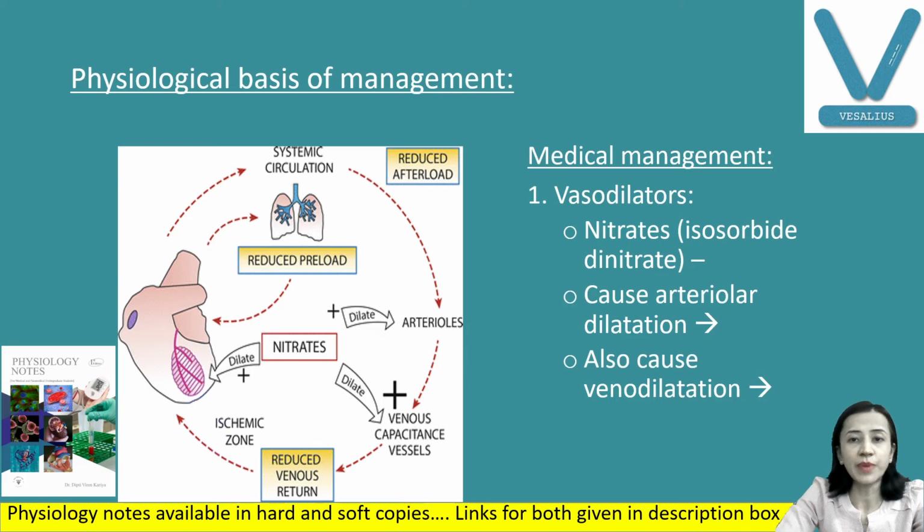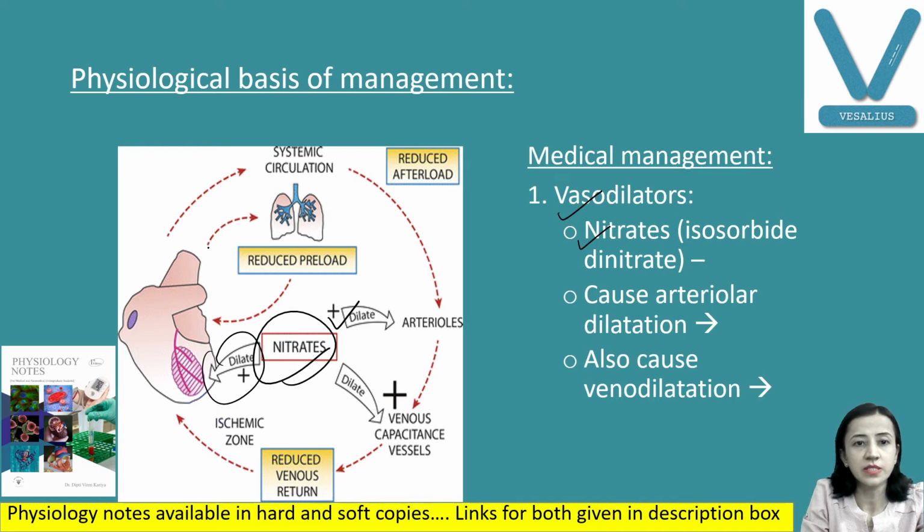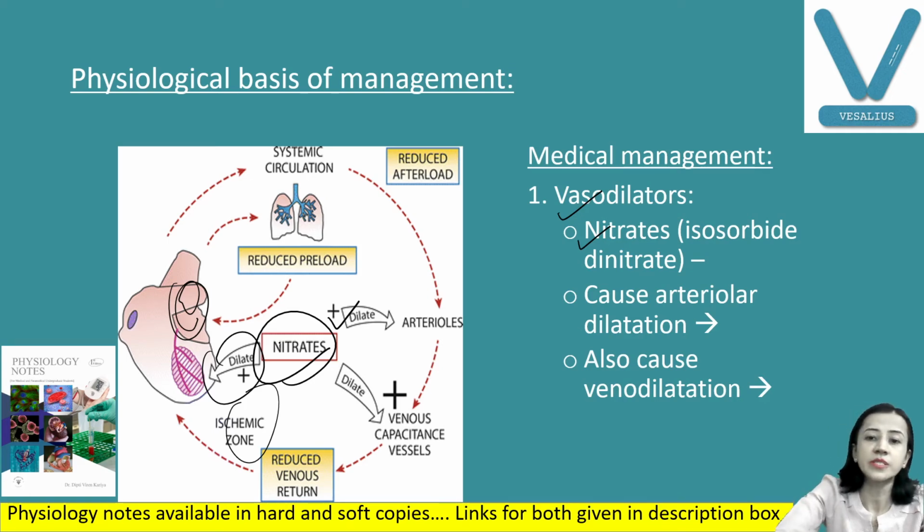And the physiological basis of medical management: one is vasodilators. They are given nitrates, isosorbide dinitrate, that causes coronary vasodilatation. You can see dilatation of the coronaries. Nitrates also cause arteriolar dilatation. When arterioles are dilated, there is a decrease in the afterload. They also cause venodilatation, so it decreases preload on the heart. So preload and afterload both are reduced, and therefore the oxygen demand of the myocardium is reduced.